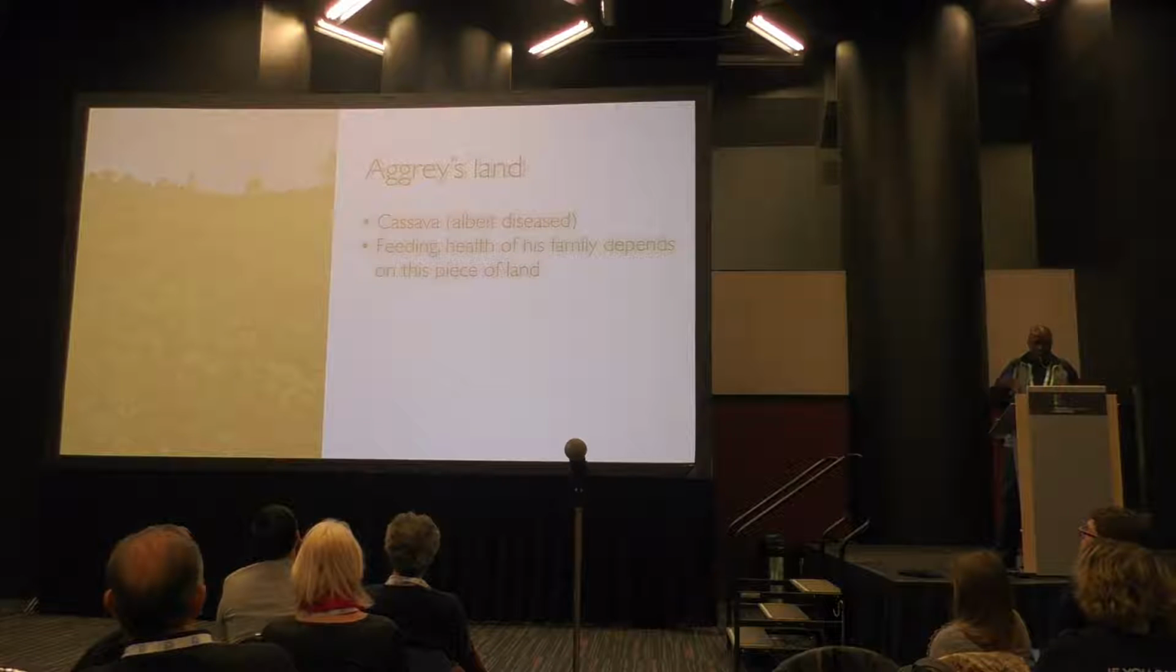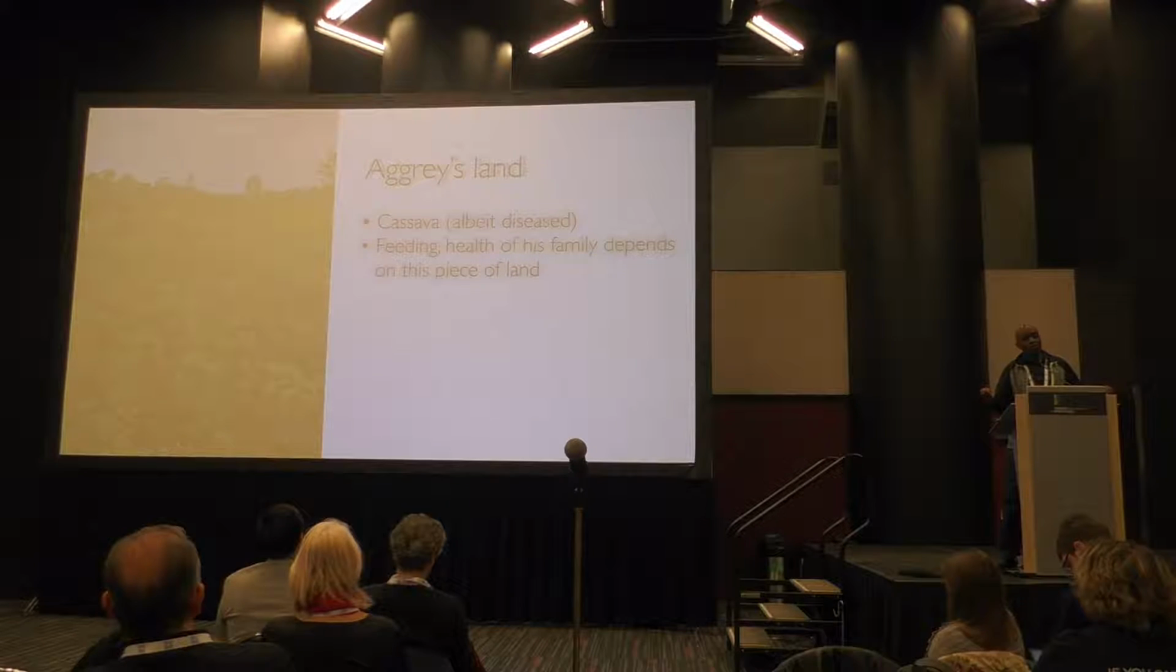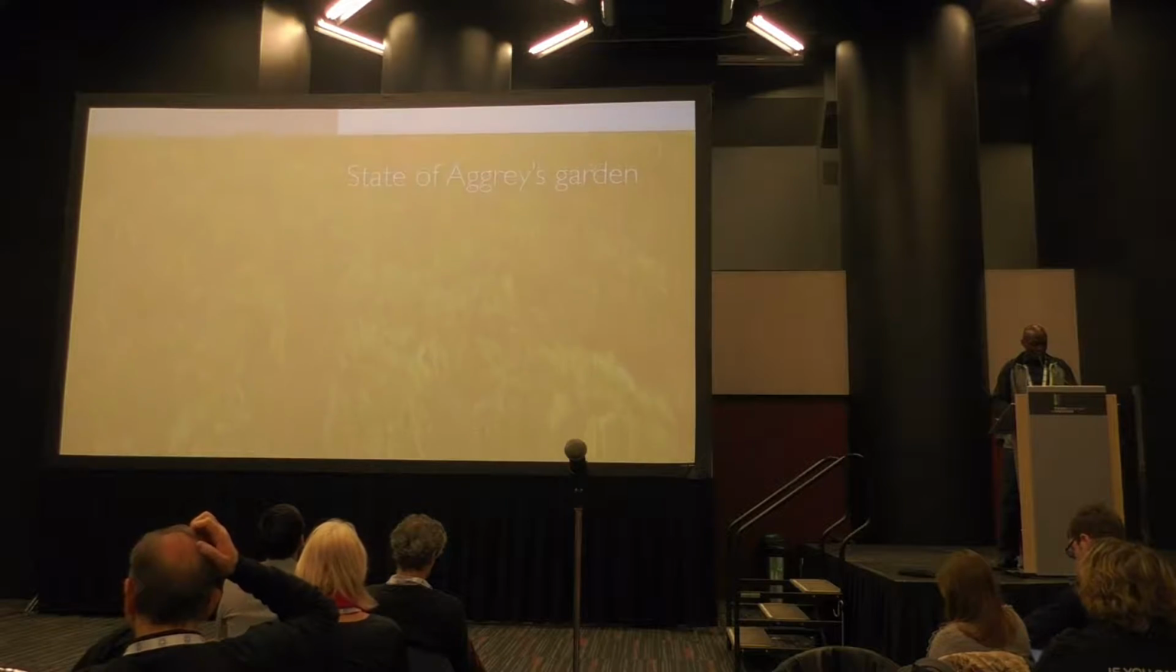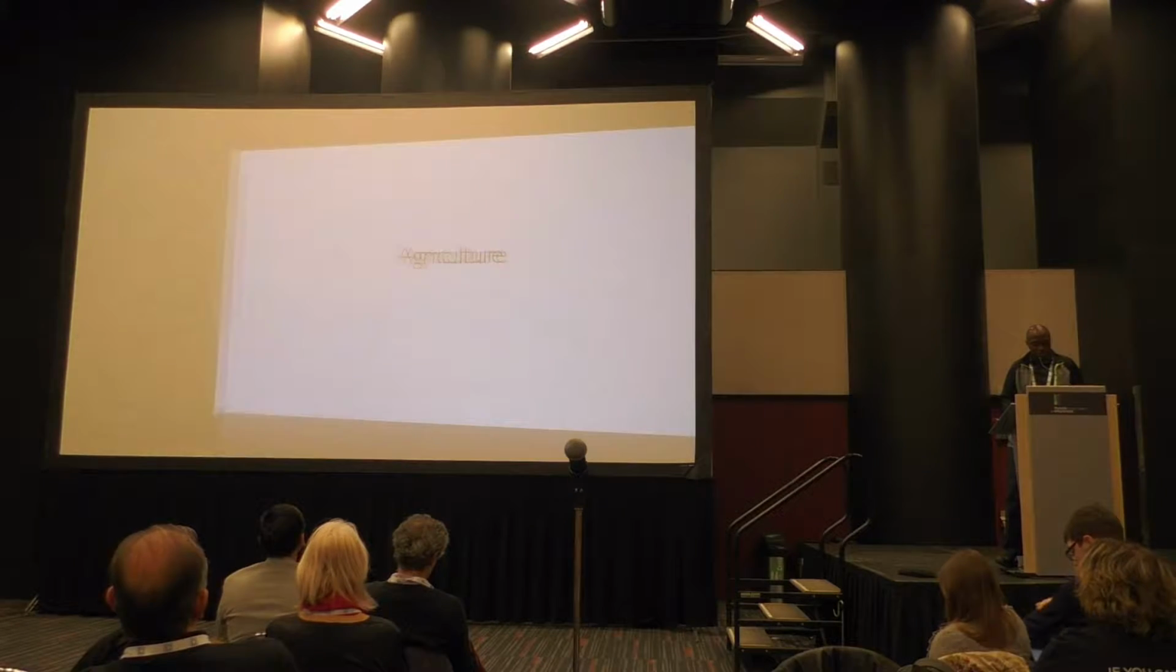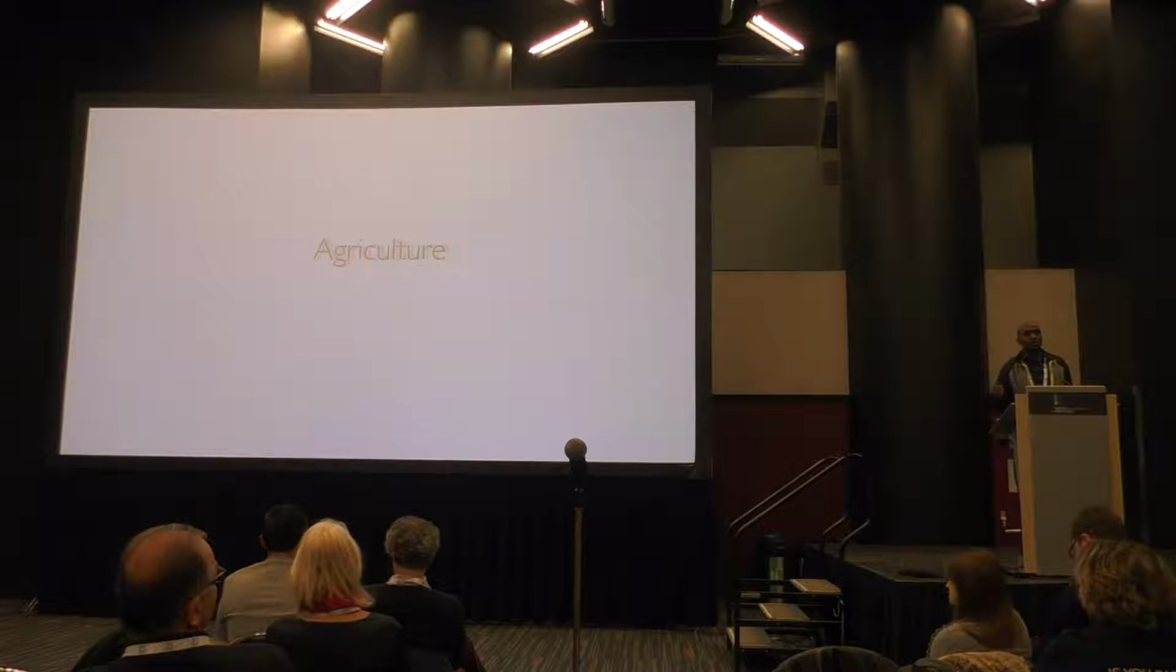This is Agre's land, and you can't see it very well from here, but a lot of it is diseased. He has cassava in his garden, and we work a lot with cassava. Even with a very evidently diseased garden, Agre may not know. He has certain conceptions about why the garden looks the way it looks. His garden is not very healthy. I want to talk about some of the work we've done in agriculture, and thread through a story about some of our thoughts on AI for social good.